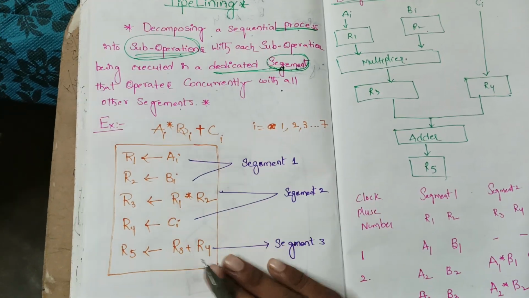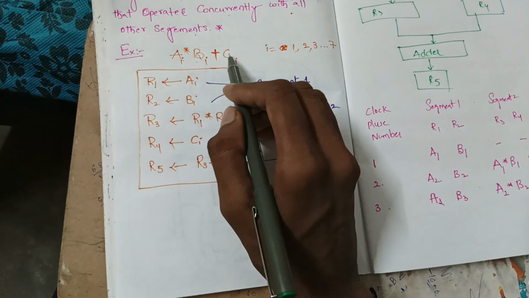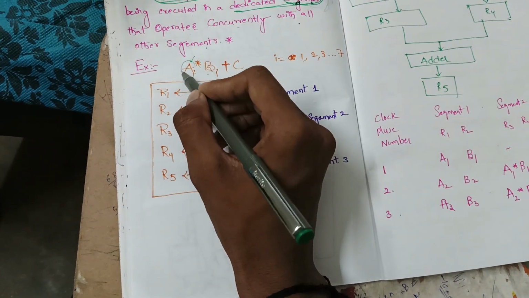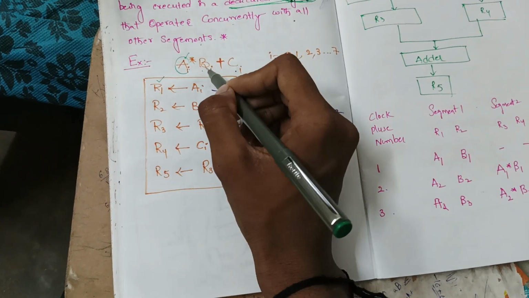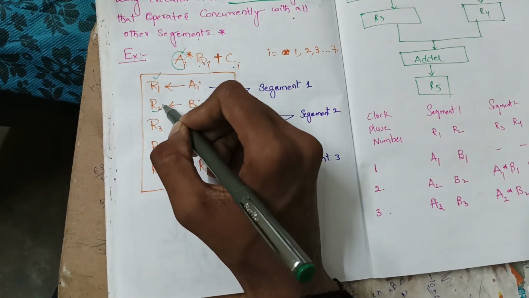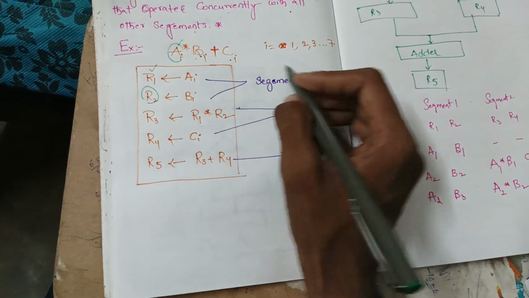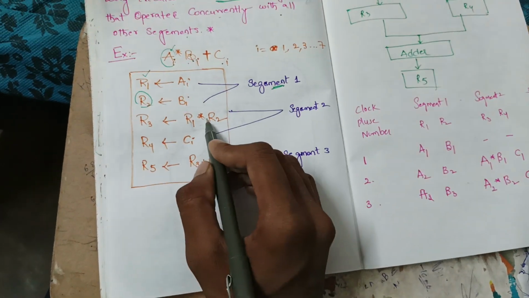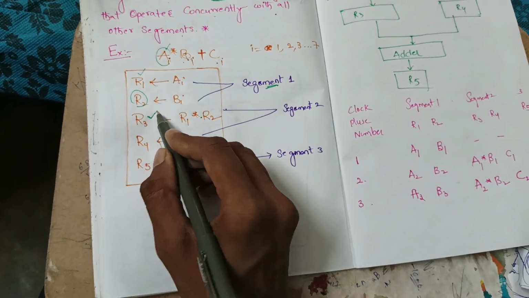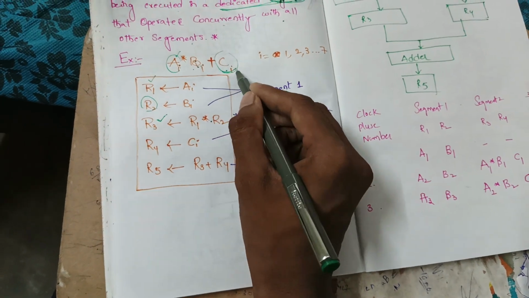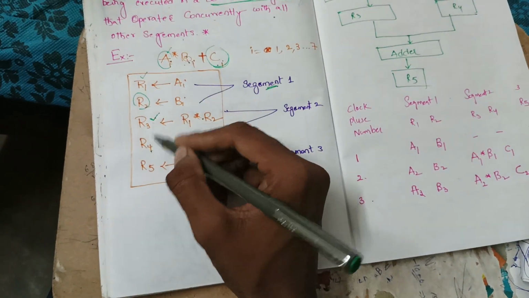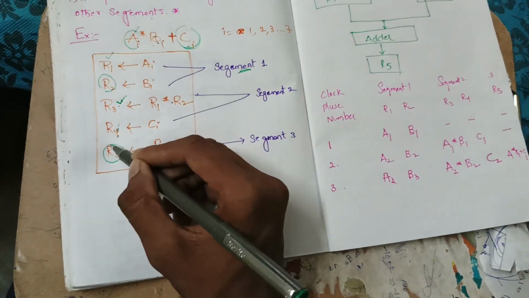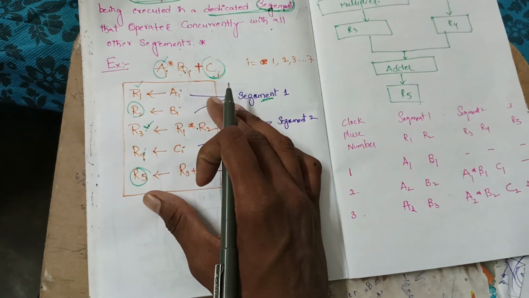For example, I will take the addition of a third number to the multiplication of two numbers. First we will store the a value into one register R1, and we will store the b value into a second register R2. This is segment 1. Then we perform the multiplication and the result is stored in R3, and we store the c value into register R4. Next we perform the addition operation between R3 and R4 and store the result into R5. This is one example of pipelining.